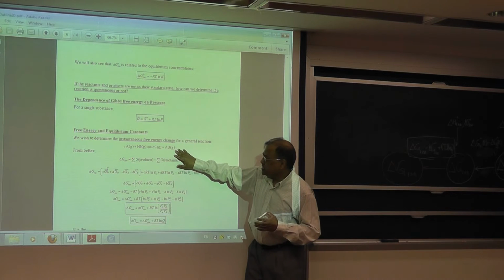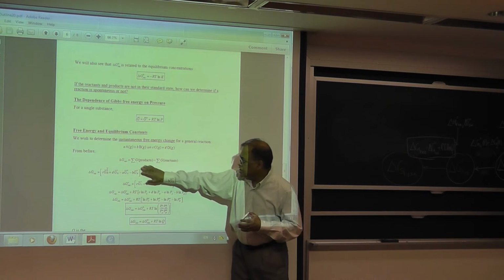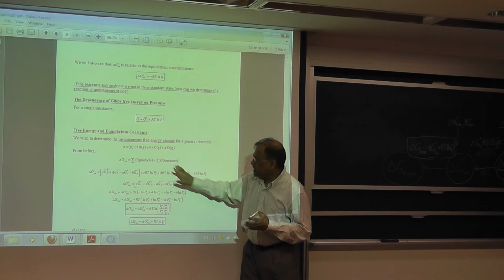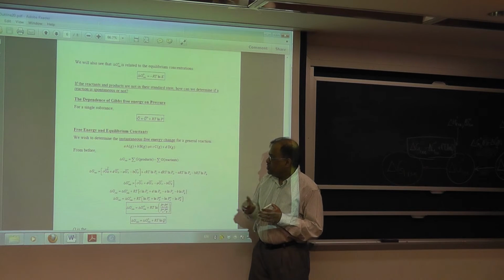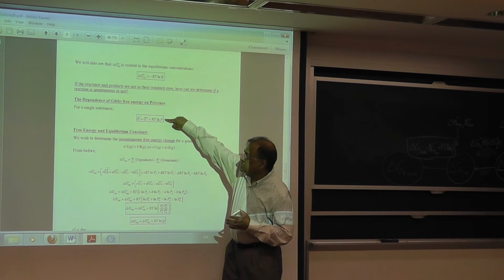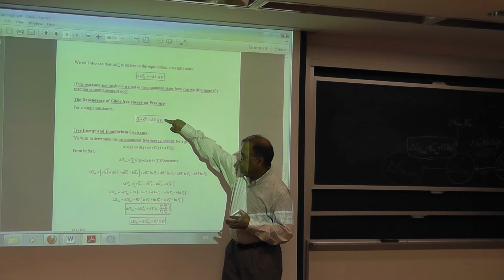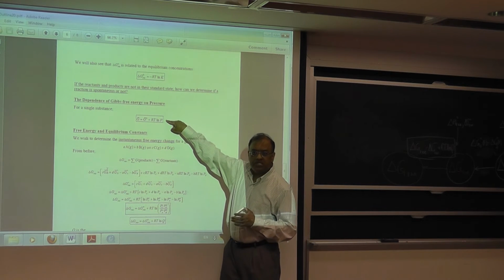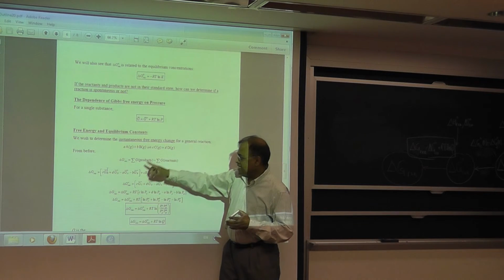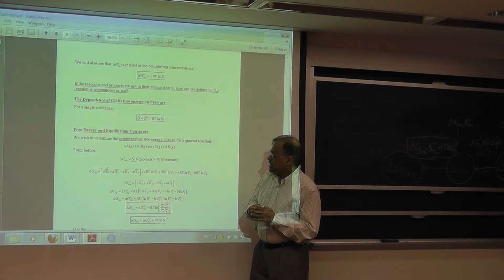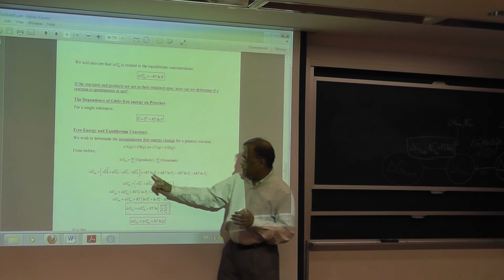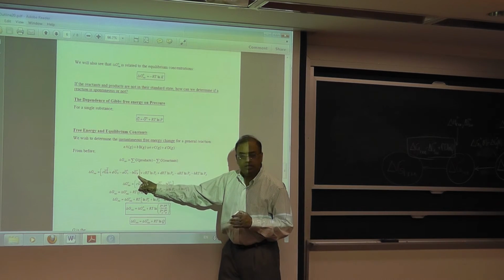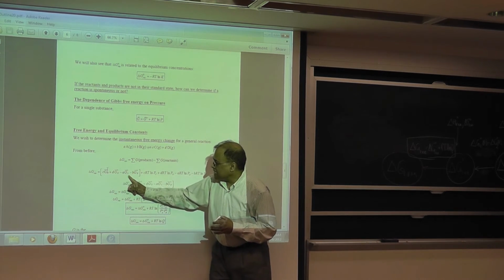So A plus B going to C plus D. Delta G of the reaction is the Gibbs free energy of the products minus the Gibbs free energy of the reactants. So for each of these substances, we're going to use this equation here. For A, B, C, and D, we're going to each individually use this equation. So delta G reaction is going to contain the molar Gibbs free energy at standard state conditions for each of the substances. Here are the products minus the reactants.